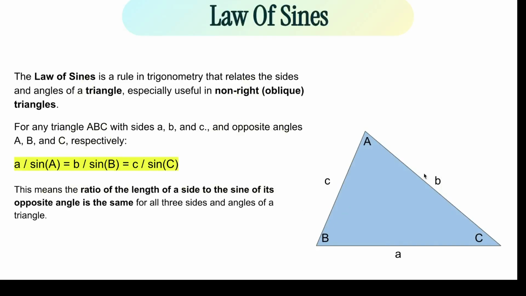We have this triangle here. We have the sides in lowercase letters, and we have the angles in capital letters. Notice that any angle opposite to any side uses the same letter: A, B, C. So what does the law of sines say?